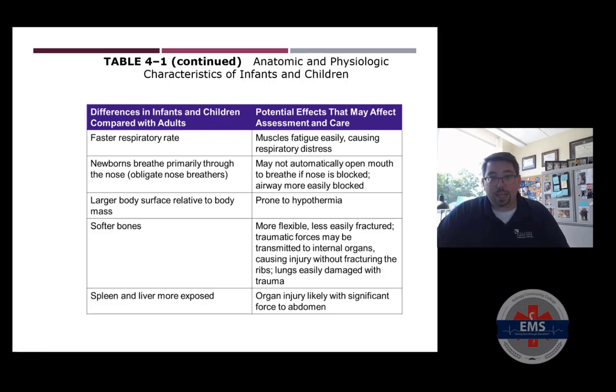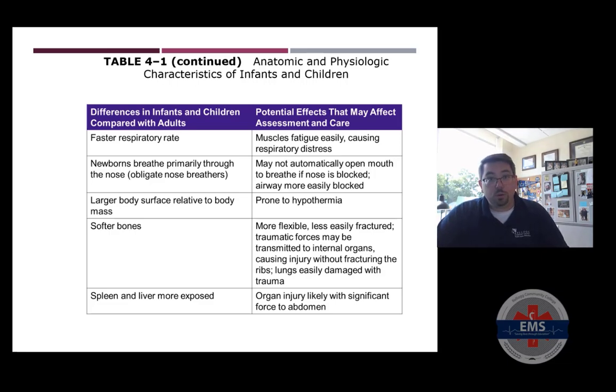Softer bones. That's actually not too bad. It gives them a little bit more flexibility when it comes to traumatic forces, but the bones may not break, but the energy will get transferred from the bone into the organs. So now we're looking at organ issues rather than just a fracture like you would see with an adult. Again, lungs are very easy to damage. Airway-related issue, bad problem for a patient to have.